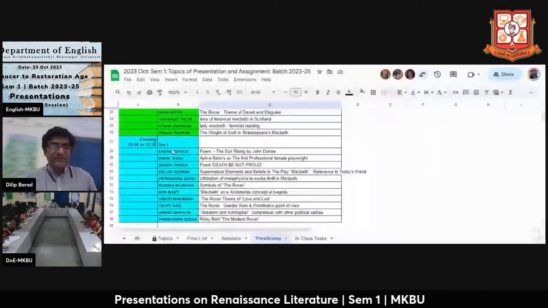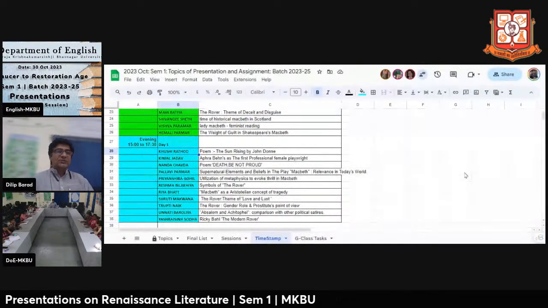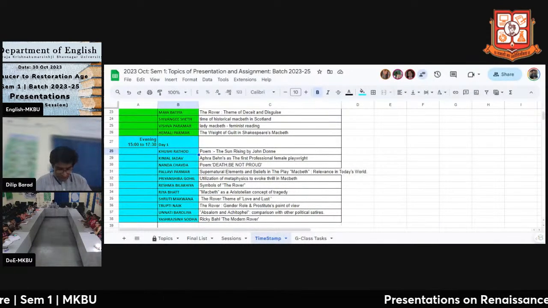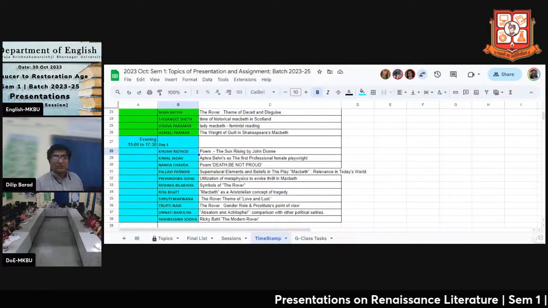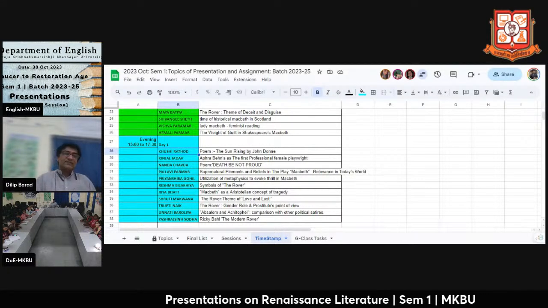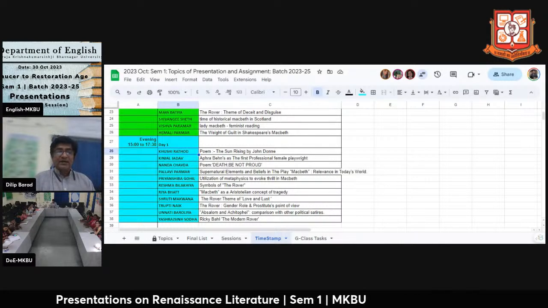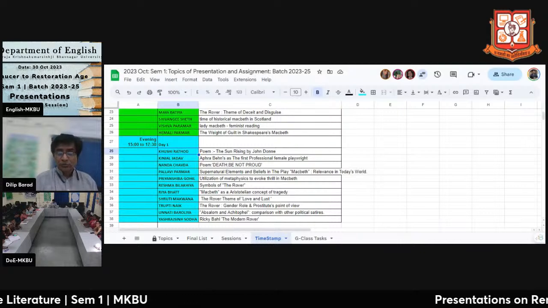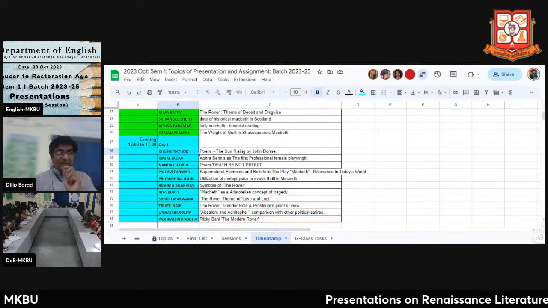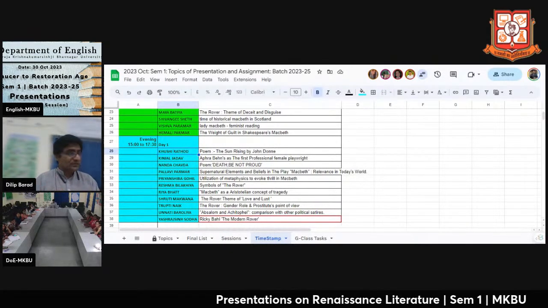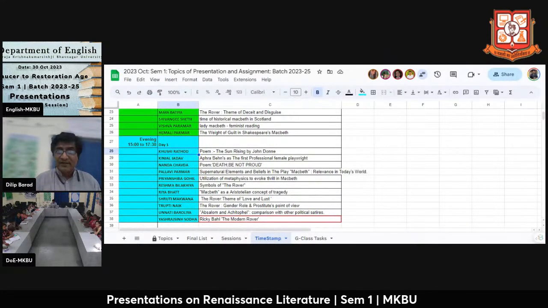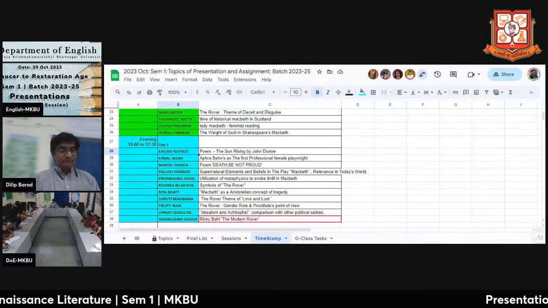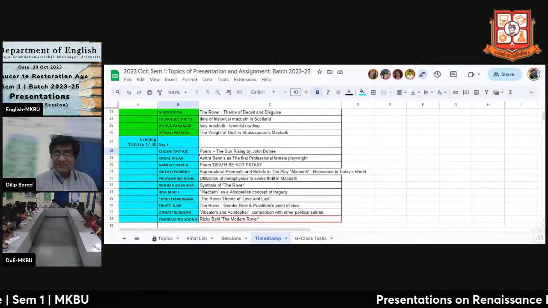Okay, so today the first one will be presented by KHUSHI RATHOD, and it will be on the poem The Sun Rising by John Donne. When you see the title or topic, you have to see that the colon or semicolon should be near the previous word. There should be no space between the word and the colon or semicolon. Here you have put a colon and a dash. So, poem, there is no need to put a dash. In a way, poem also is unnecessary in this title.